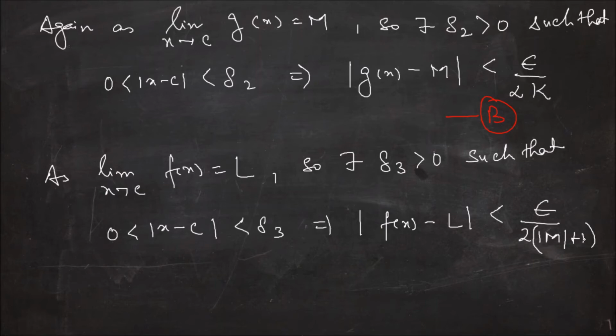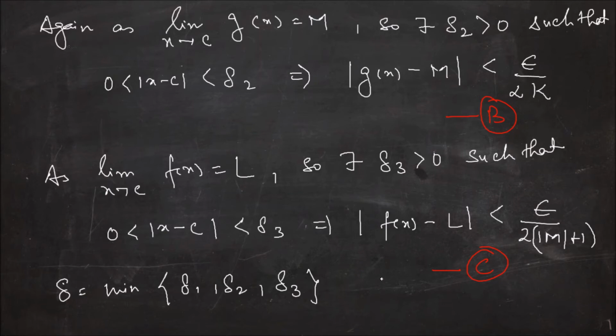You can add any positive real number. I am adding plus 1 here because 1 looks good. So this is my C. Now I want my A, B and C to hold for the same delta. So what delta should we choose? We should take delta equal to minimum of delta 1, delta 2 and delta 3.